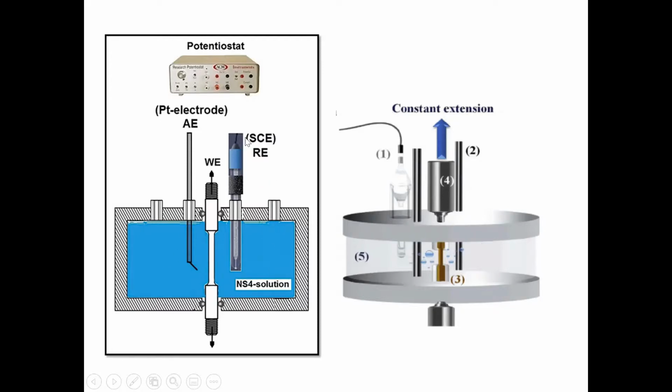We need a reference electrode. This is a saturated calomel electrode like we used before, so you know this one. And here we have the auxiliary electrode. And here we have the potentiostat. This is one made by ACM, as it happens. And the auxiliary electrode is made of platinum. And then what we do is we can apply electrochemistry to this.